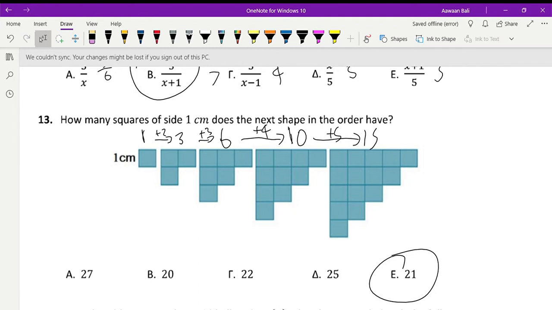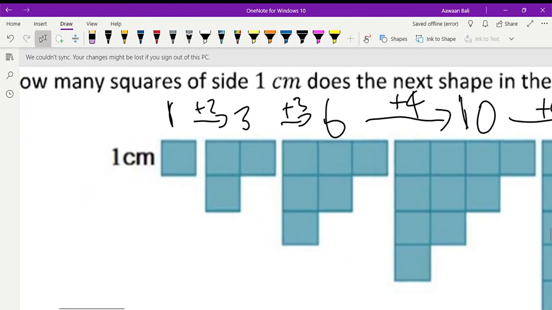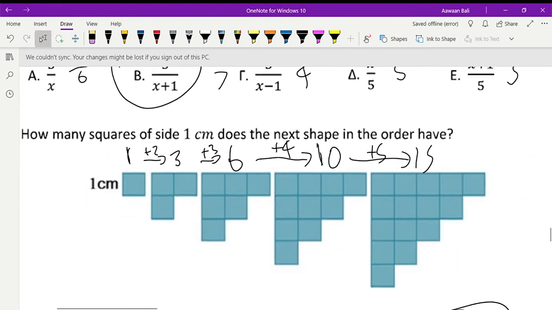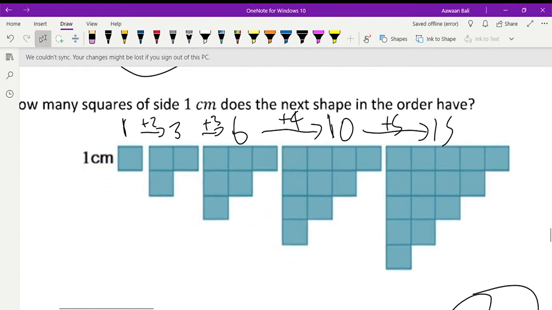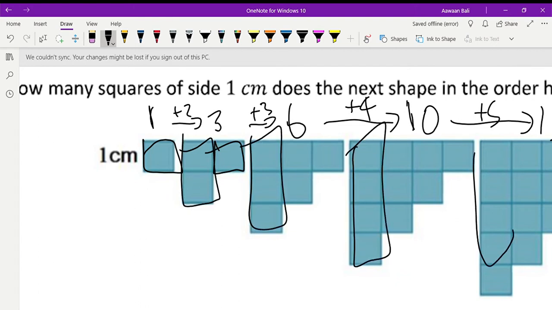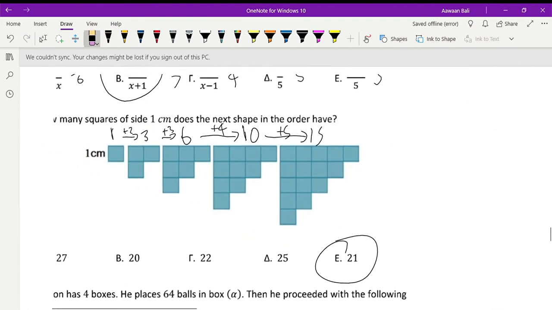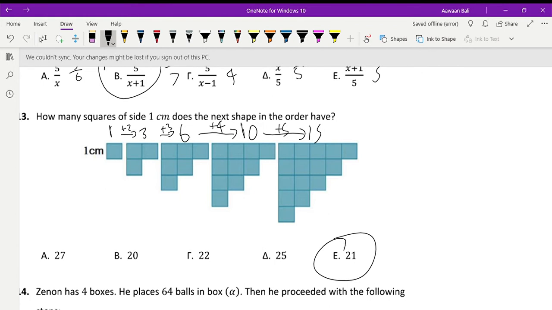It's a geometric sequence, which means that the differences change according to a certain rule sometimes. So here the rule is that the difference is increasing by 1 each time. And you can see that, look, after you have the square, you add a column of 2 squares, then a column of 3 squares, then 4, then 5. Makes sense, right? So now it says, how many squares of side 1 centimeter does the next shape in the order have?